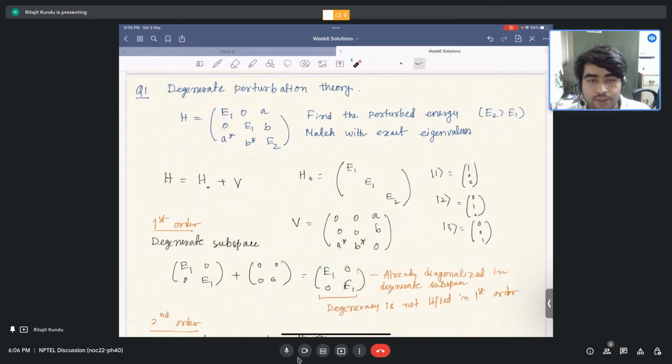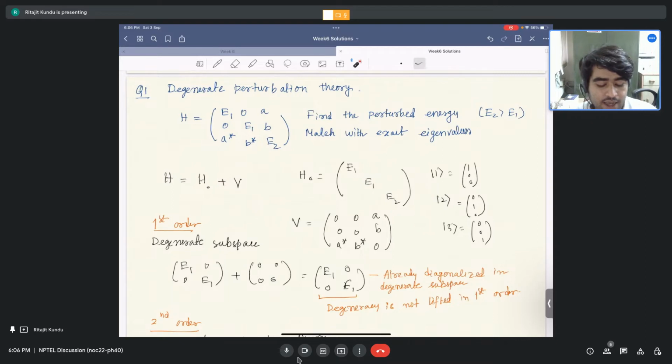Okay, so the first one is about degenerate perturbation theory. We are given a Hamiltonian. We can write the Hamiltonian as H0 and V, where H0 is my diagonal Hamiltonian. Diagonal means I know all of the eigenvalues and all of the eigenvectors, and on top of that there is an additional V.